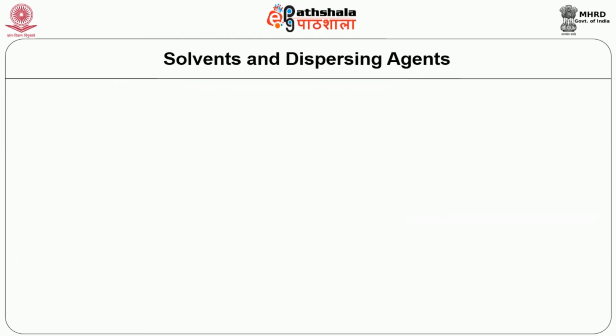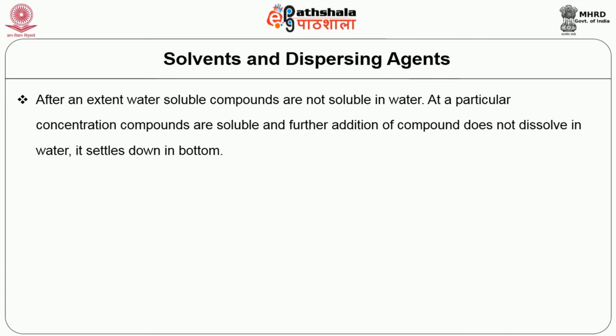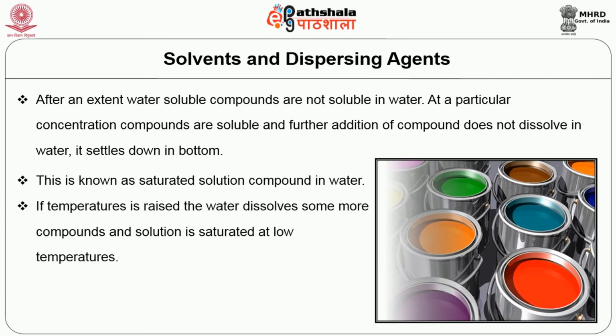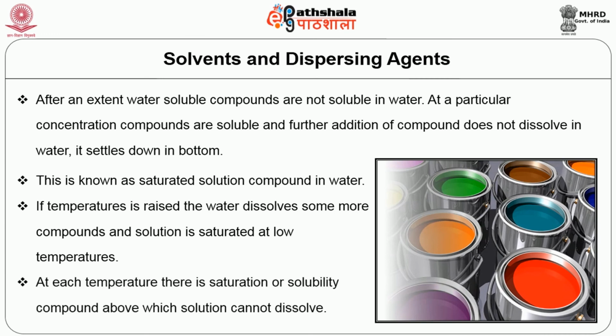Solvents and dispersing agents. After a certain extent, water-soluble compounds do not dissolve in water. At a particular concentration, compounds are soluble, and further addition of the compound does not dissolve in water; it settles down at the bottom. This is known as a saturated solution of the compound in water. If temperature is raised, the water dissolves some more compound, and the solution is saturated at low temperatures. At each temperature, there is a saturation or solubility limit above which the solution cannot dissolve more.